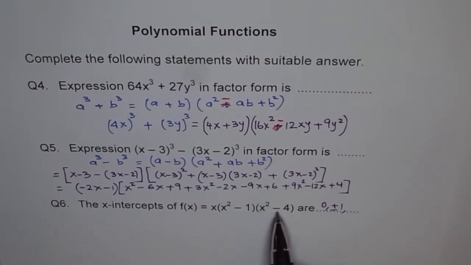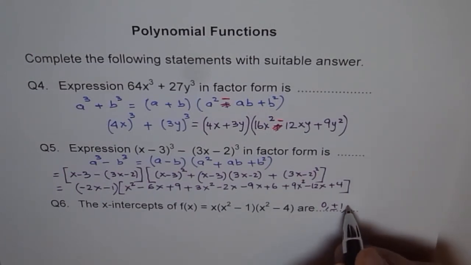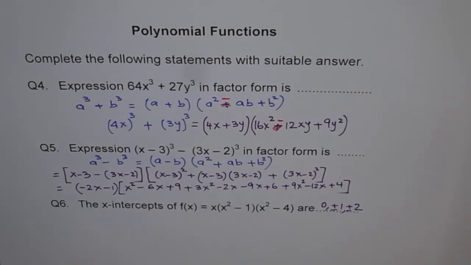How about this? So we say x square minus 4 equals to 0, x square equals to 4, x equals to square root of 4 with plus and minus. Correct. So these are all x-intercepts for us. In this case, all x-intercepts are linear for us. Okay. All these zeros are of degree or order 1. So that is our x-intercept: 0, plus minus 1 and plus minus 2.